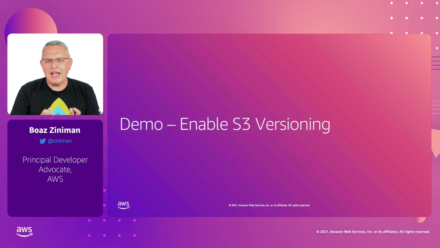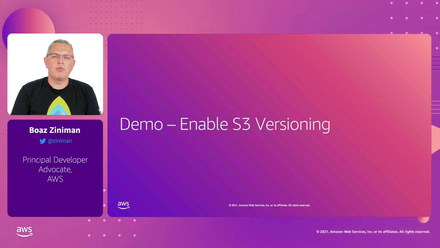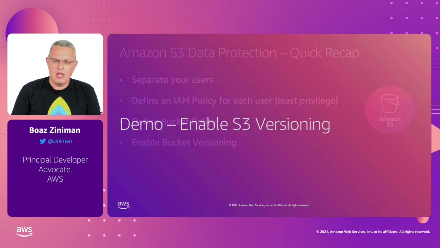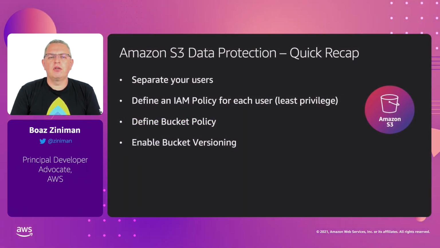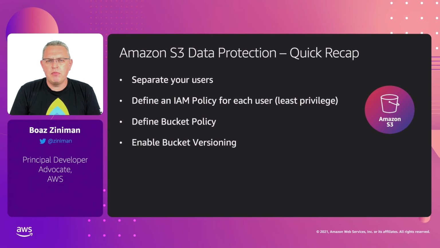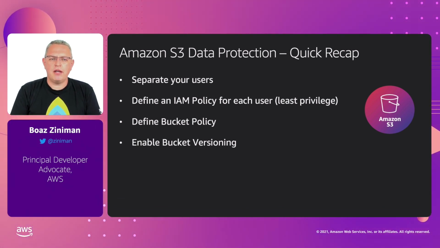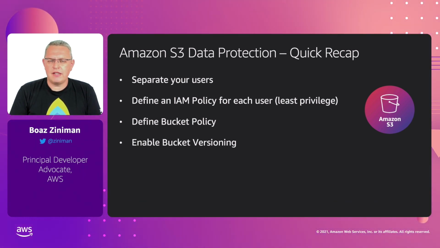So great. We really helped Richard to set the permissions, the right security on his bucket, and to prevent deletion by using versioning. Just to recap, how do you protect your data on Amazon S3? First of all, separate your users. Make sure you define the IAM policies for each user using the least privilege concept. Just give them the permissions they need. Define bucket policies for things you would like to enforce on the bucket level, and enable bucket versioning just to make sure that files that are deleted can be restored easily.